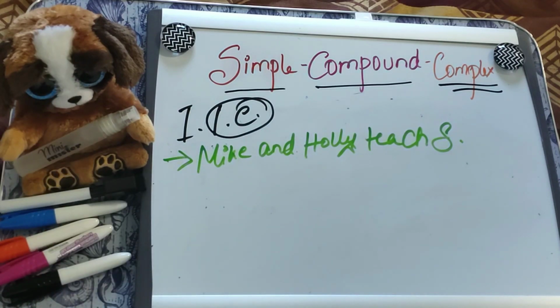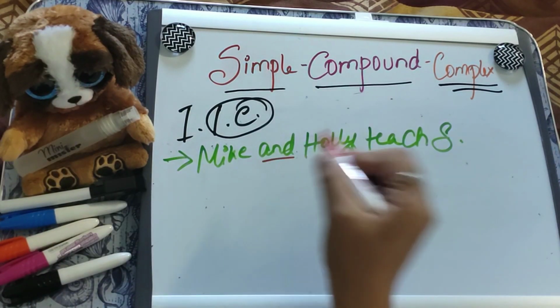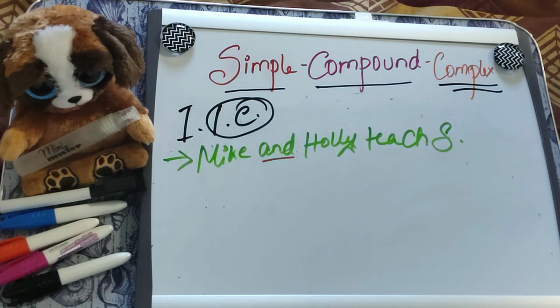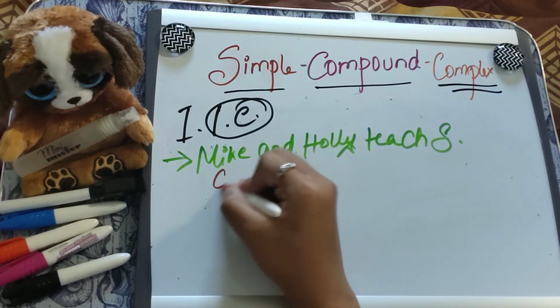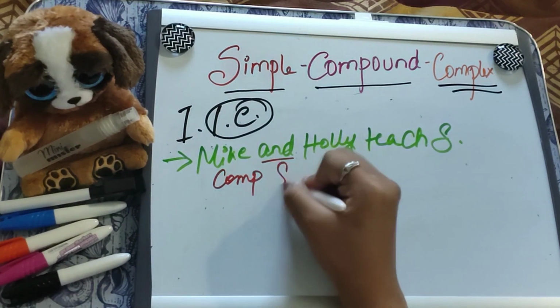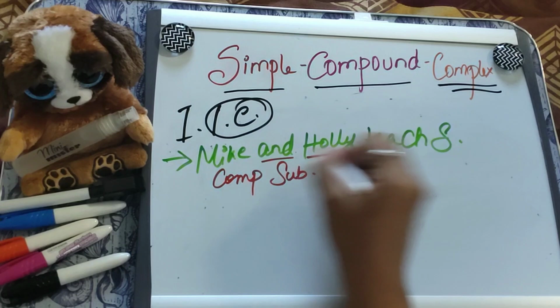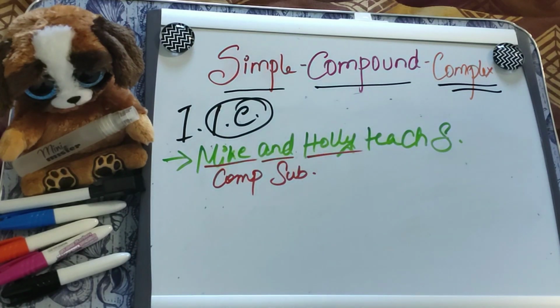So in here, what we try to say by and is that it is not a compound sentence, but a simple sentence having a compound subject, Holly and Mike. They are two subjects joined by the conjunction and, which makes this simple sentence have a compound subject.